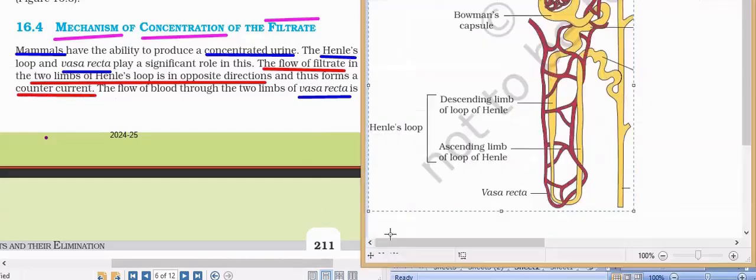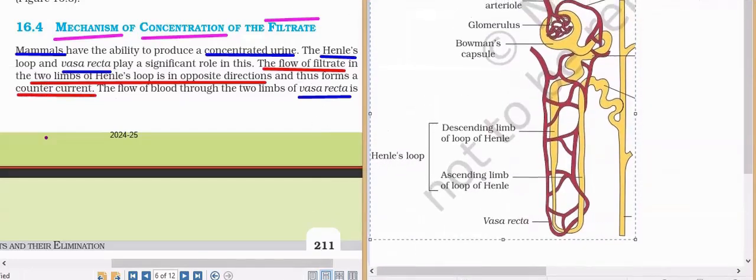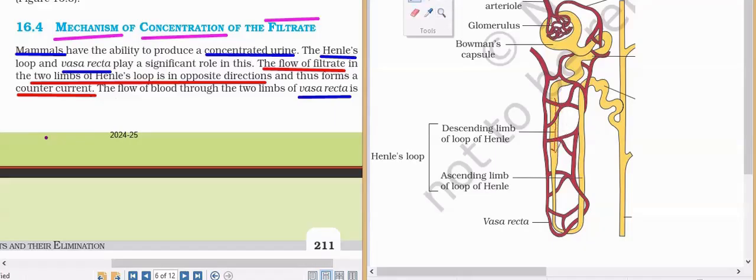I'll explain. If you see here, this is Henle's loop. It's going in this direction. This is a descending limb of Henle's loop, and this is the ascending limb. Both belong to Henle's loop. Both will be very near, and they run in opposite directions. Two limbs: one is down, one is up, in the case of the Henle's loop.